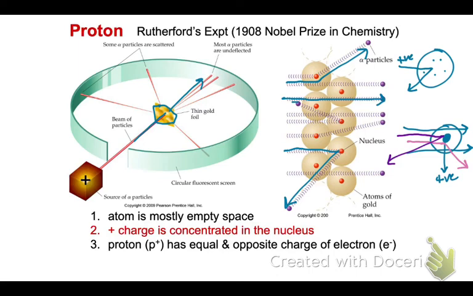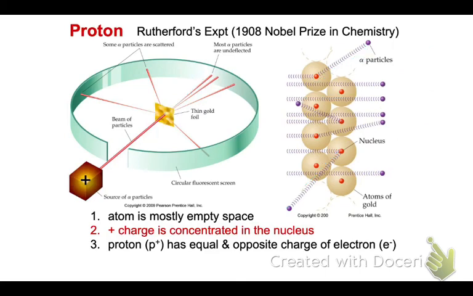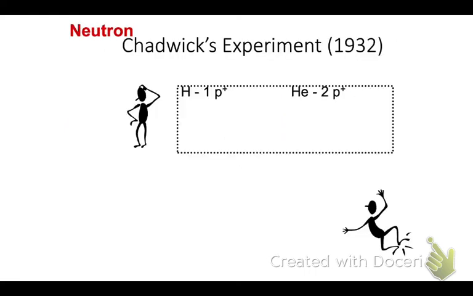The positive charge is concentrated in that nucleus, and that led to the discovery of the particles that we call protons. Also, the nucleus has most of the mass, and the mass of the proton is almost 1840 times the mass of an electron, in other words, way heavier than electrons. So that's why most of the mass of the atom is located in the nucleus.